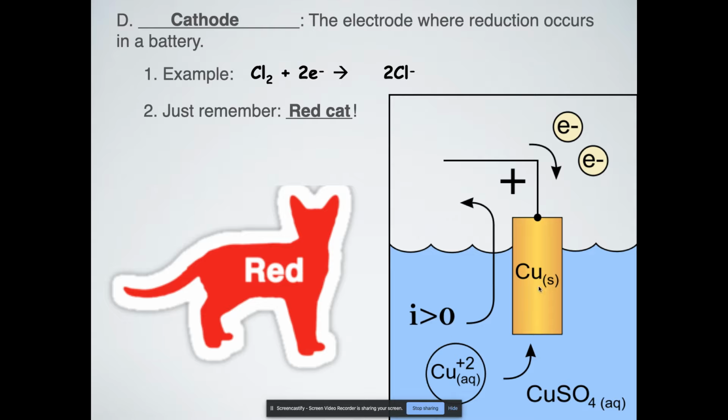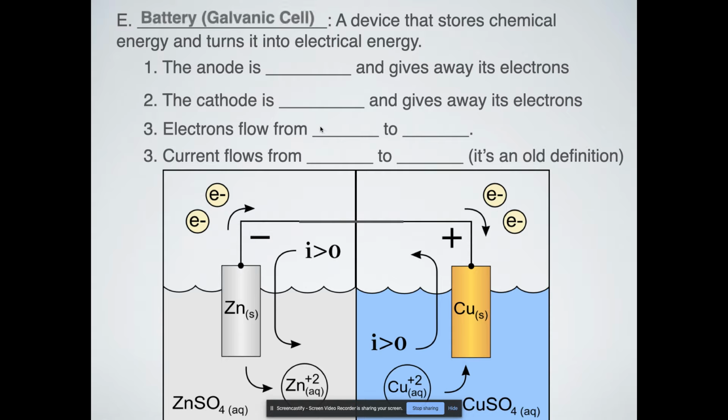So again, remember, you can picture reduction as becoming more negative or as becoming less positive. So we're going from a +2 to a 0, to just neutral copper, which would be, again, a good example of reduction. All right. So just to reiterate, we've got a galvanic cell, which is a fancy word for a battery, the standard batteries that you're used to. It's a device that stores chemical energy and turns it into electrical energy. And so this would be like one side of your battery. This would be the other side of the battery.